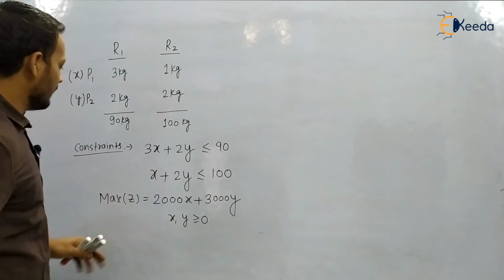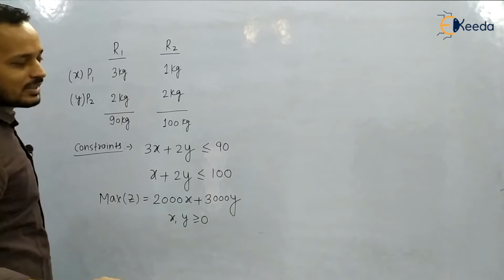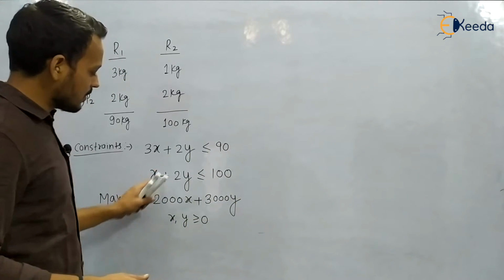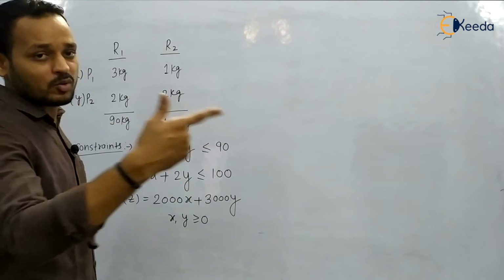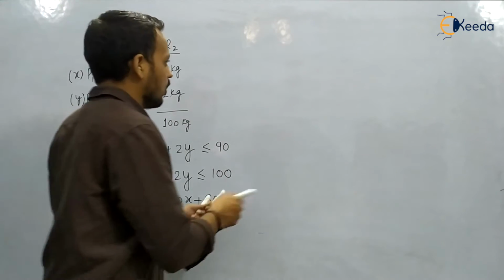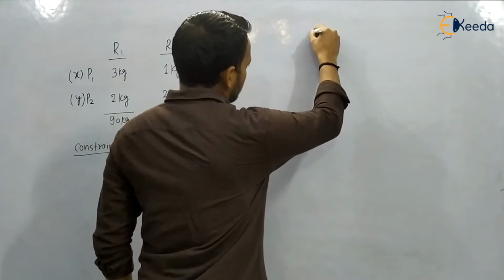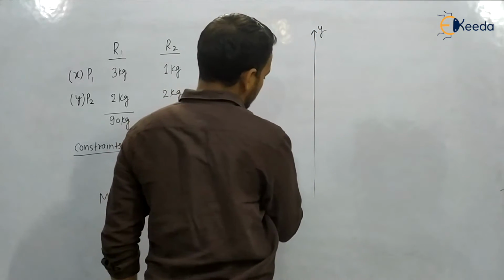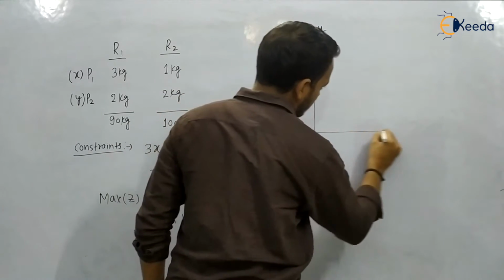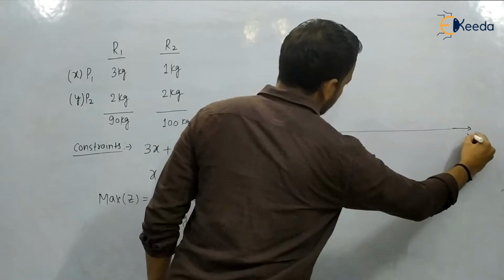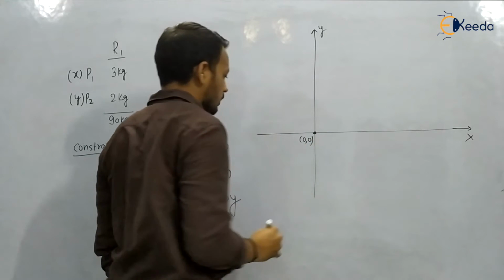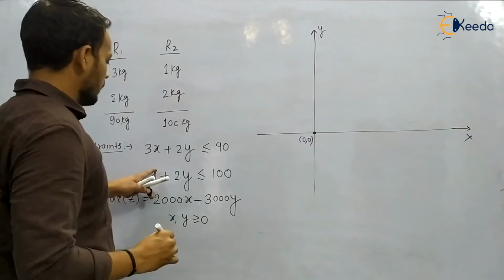Now we have got everything. We have got the constraints, we have got the objective function. Now we can plot the graph. Since two variables are there, we can plot it on the graph. So we will plot the graph. This is our origin.